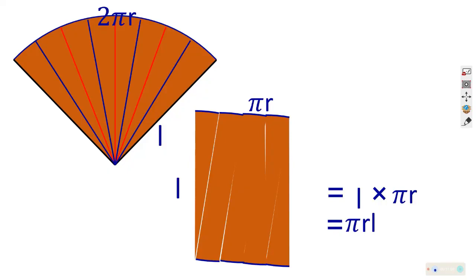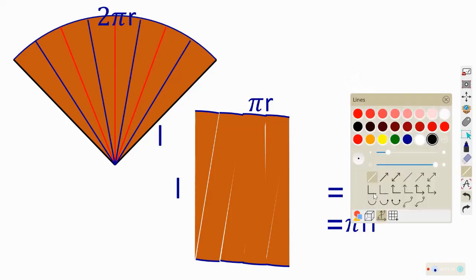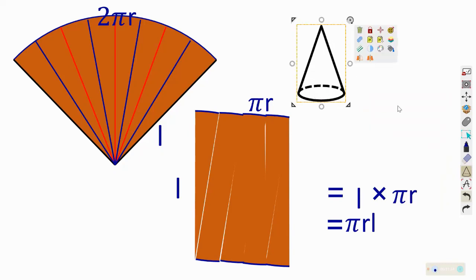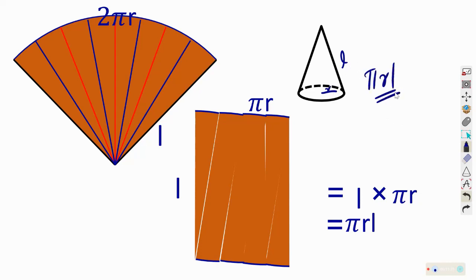So my dear students, in order to calculate the curved surface area of a cone which has slant height L and radius r, the formula is pi r L. Learn it by heart. Proved. Keep it in mind. It is a very useful thing. Okay? Let's go ahead.